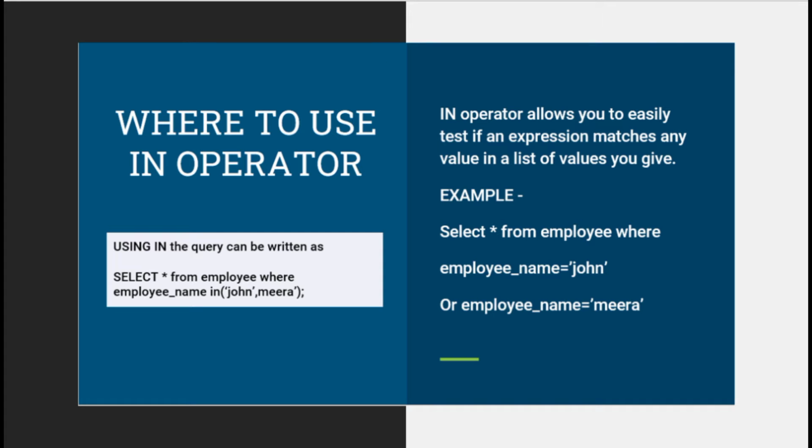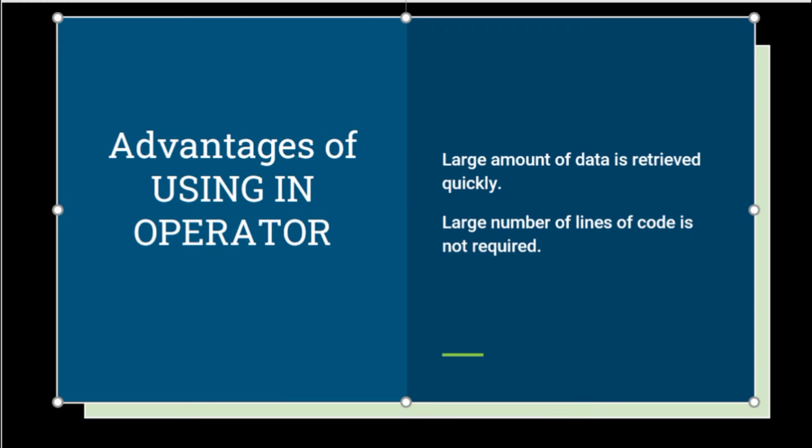Way to use the IN operator. The IN operator allows you to easily test if an expression matches any values in a list of values you give, as we have said before. Now see the example using OR and the example using IN. We have two conditions using OR, like employee name equal to John or employee name equal to Meera. Using IN, we have written to compare the values inside the brackets. Value 1 is John and value 2 is Meera. So we can reduce the number of lines of code here.